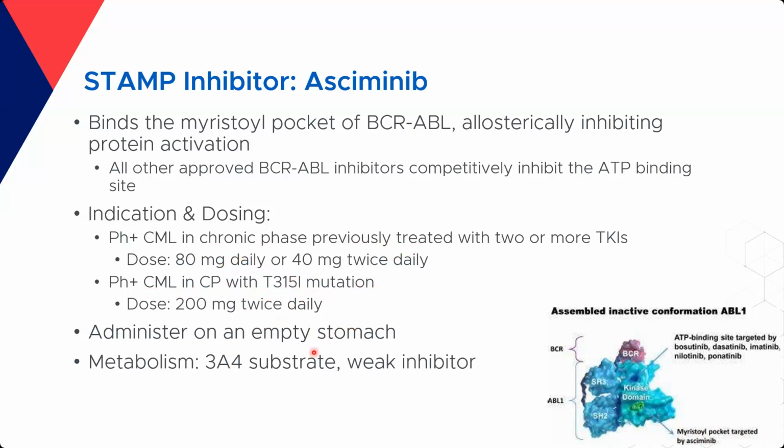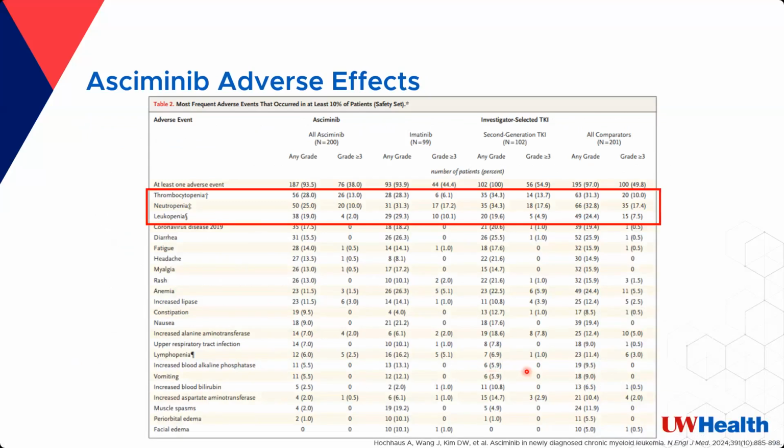Asciminib should be taken on an empty stomach. It's also hepatically metabolized, but it is a weak CYP3A4 inhibitor, so drug interactions are not as significant with this agent typically. There was a phase 3 trial published in New England Journal of Medicine this year where asciminib was compared to investigators' choice TKI, and data showed both superior efficacy with asciminib compared to the other TKIs and a more favorable side effect profile.